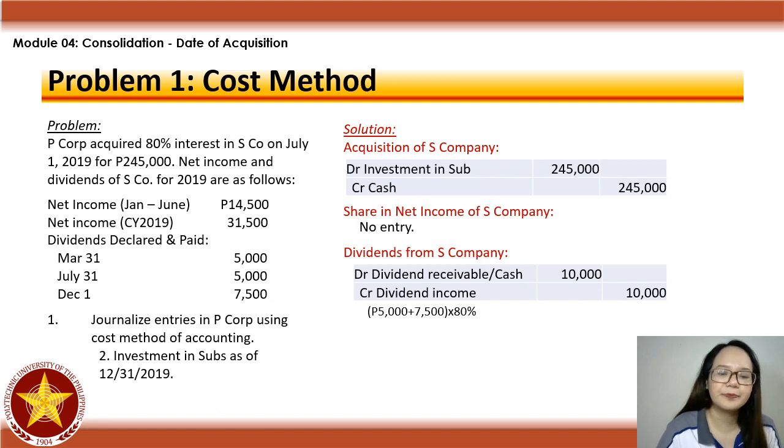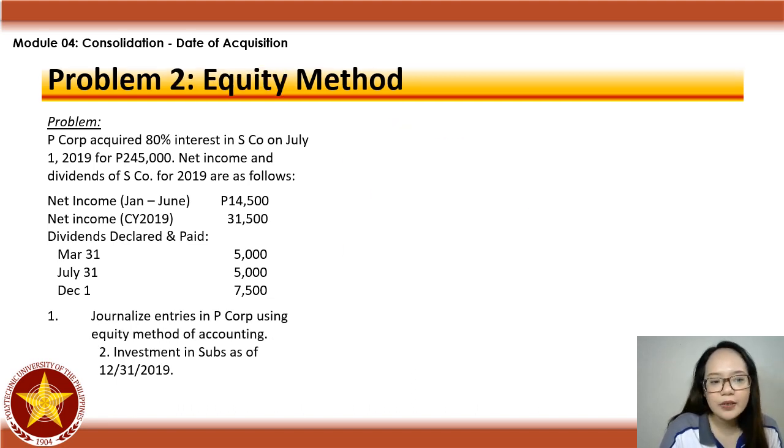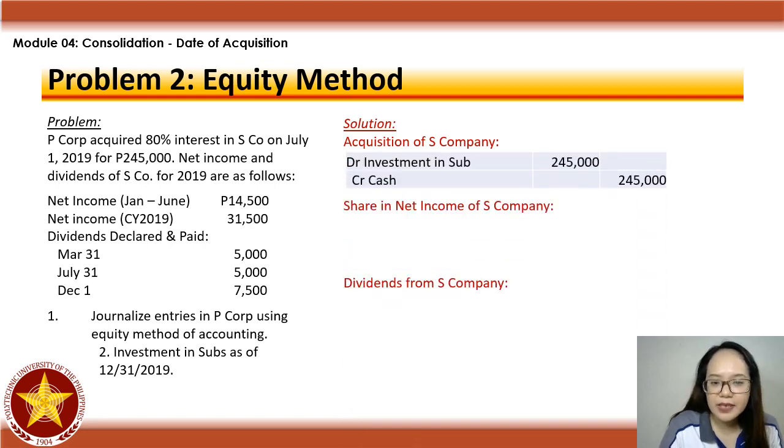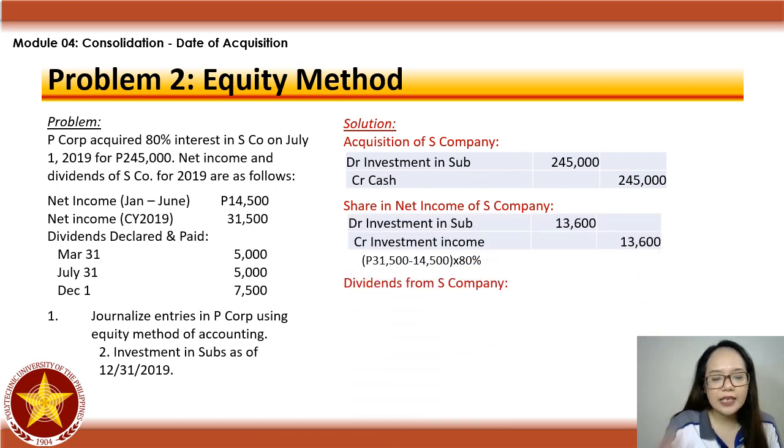Hindi siya magbabago. Problem 2, equity method naman, same given tayo. Okay, entry as of acquisition will be the same. Debit investment in subsidiary, credit cash na 245,000. For the share in net income, may entry ka na debit investment in subsidiary, credit investment income, kung magkano yung income niya from date of acquisition lang. Remember, magkakaroon ka lang ng share sa net income niya from the time na acquired mo na siya, which is July 1. So, alisin mo yung net income niya ng January to June 30.